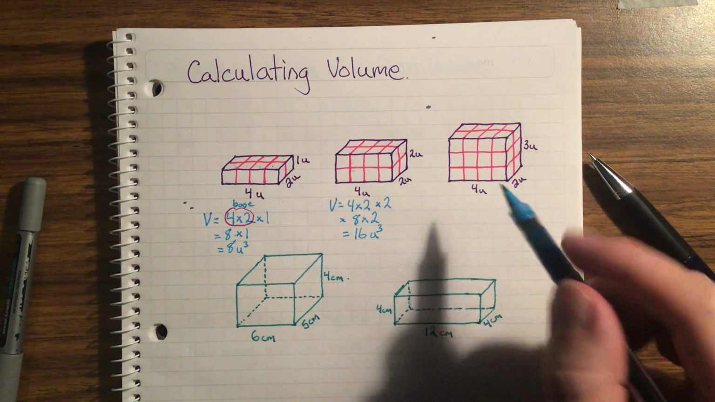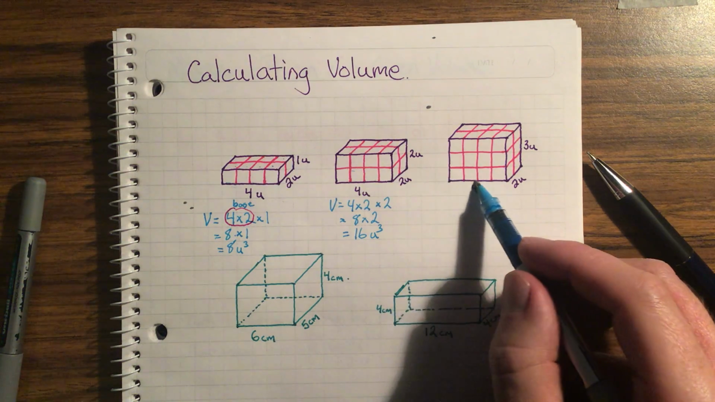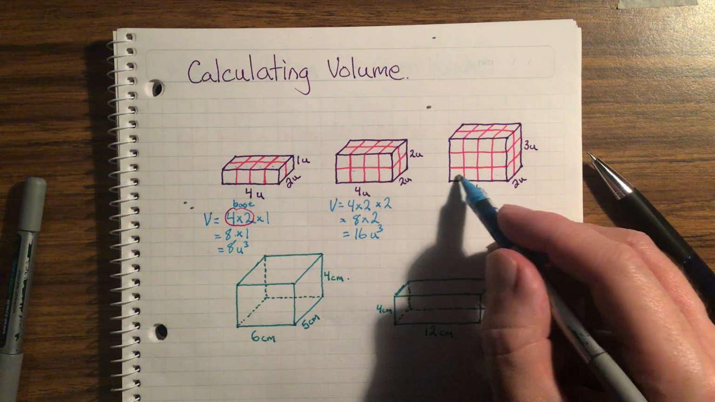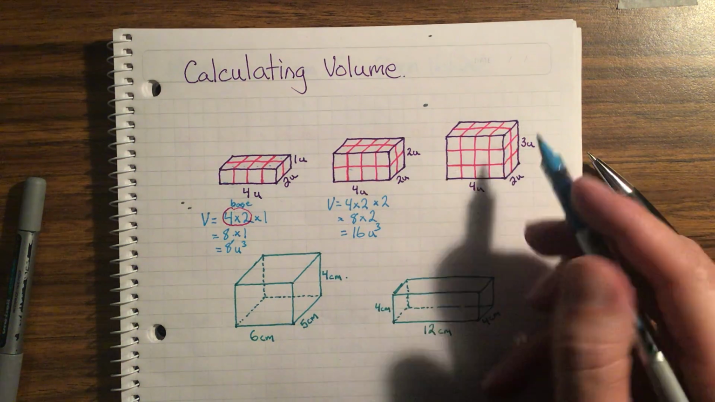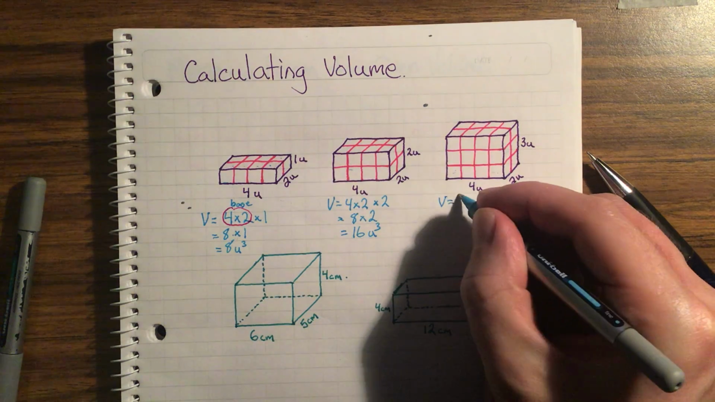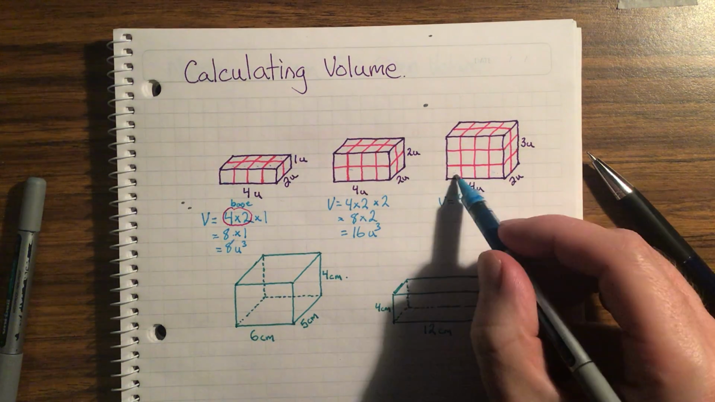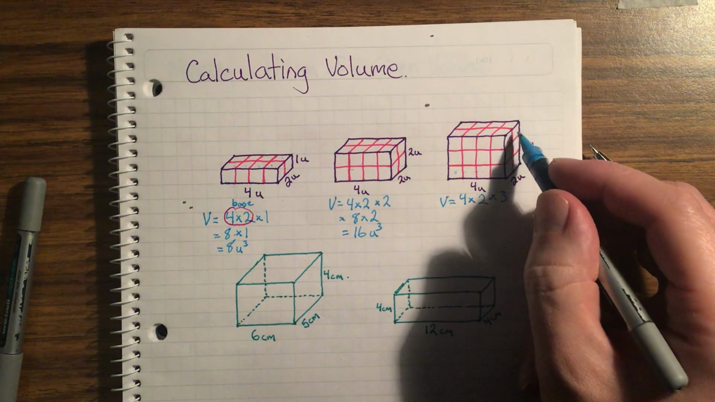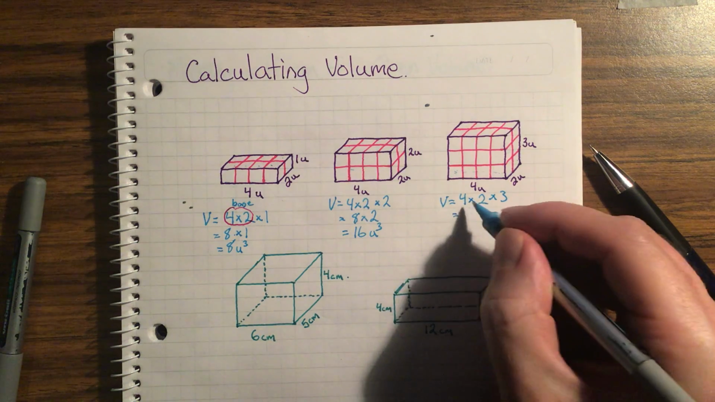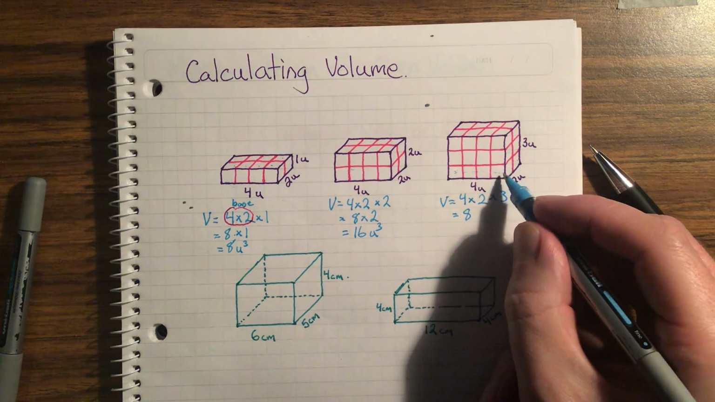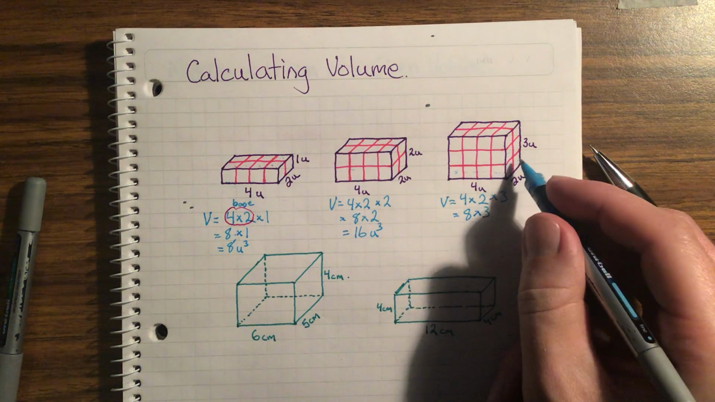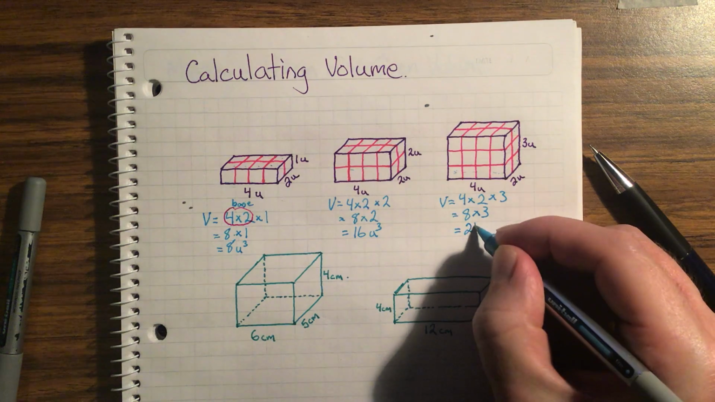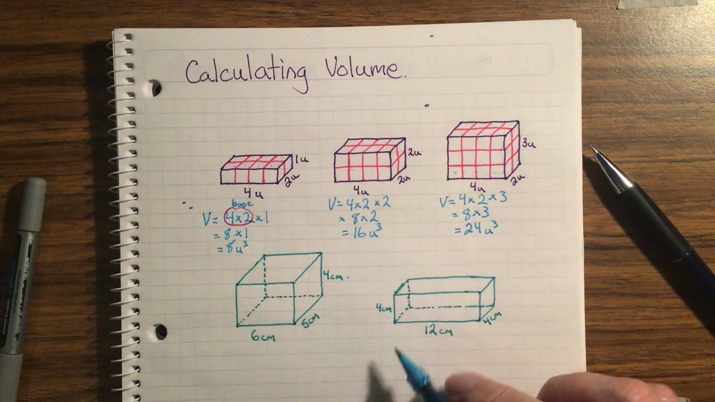Now let's look at the next one right here. We have 4 in the length, 2 in the width. That means my first layer right here has 8 cubes in it. But now there's 3 layers. So to determine my volume, I figure out my base, 4 times 2. Then I multiply it by how many layers there are: 1, 2, 3. So 4 times 2, there's 8 cubes in the base. Then we multiply it by 3 because there's 3 layers tall, and it's equal to 24 cubic units.